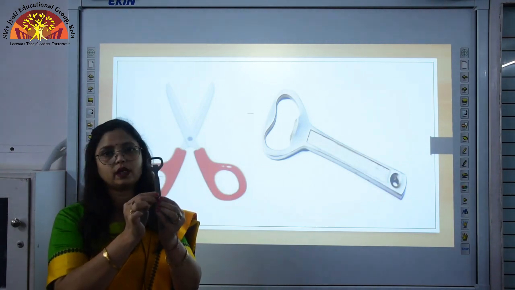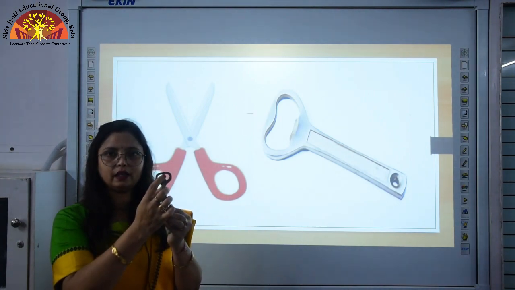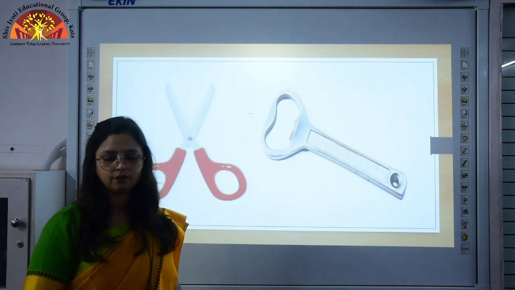By using this we can open the lid of the bottles easily by putting the neck of the bottle over here. So this is also one of the examples of a lever.